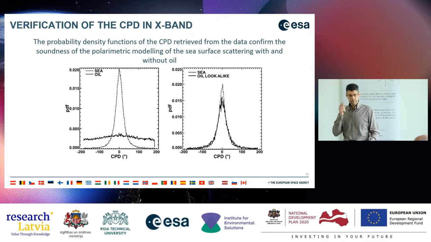So this is basically a verification of the scattering model over oil and over sea surface. Here are just the plots that show you, once estimated, the standard deviation over slick-free sea surface and oil. You see that oil has a very broad distribution of the CPD, while for sea, it's a very narrow CPD. While this is not happening between sea and the oil lookalike, right? Because they are, yeah, please.